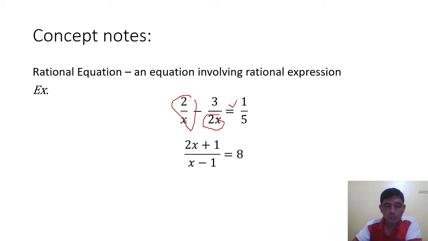For the second example, we have the same ratio of two algebraic expressions, 2x plus 1 over x minus 1. There is a variable in the denominator and a certain value. If in case there is a variable on the right side, let's say this is 8x, this is still a rational equation because of the equality symbol and the variable in the denominator. If there is no variable in the denominator, this means it is not a rational equation because it will become a linear equation, depending on the power or degree of the expression.